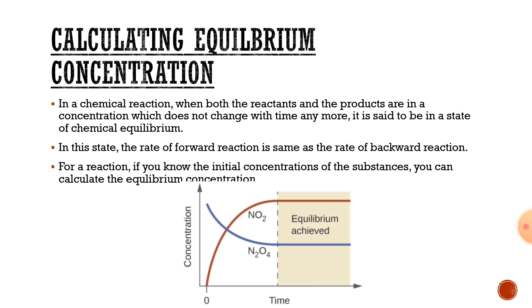Calculating equilibrium concentration. In a chemical reaction, when both the reactants and the products are at a concentration which does not change with time anymore, it is said to be in a state of equilibrium.